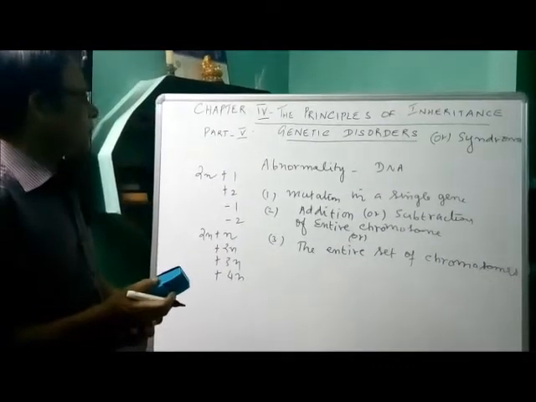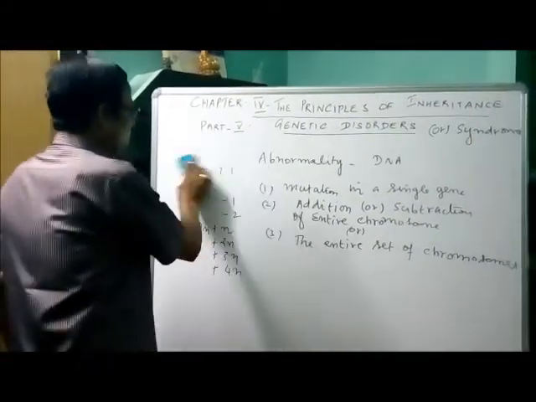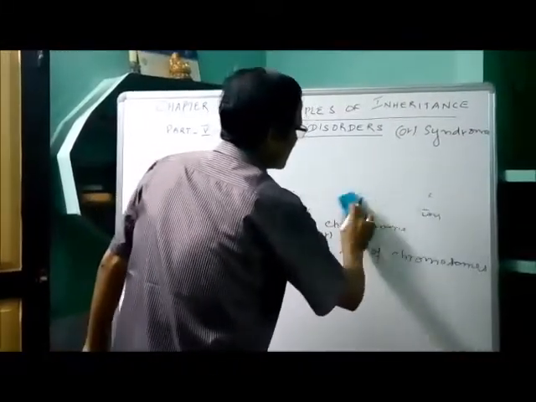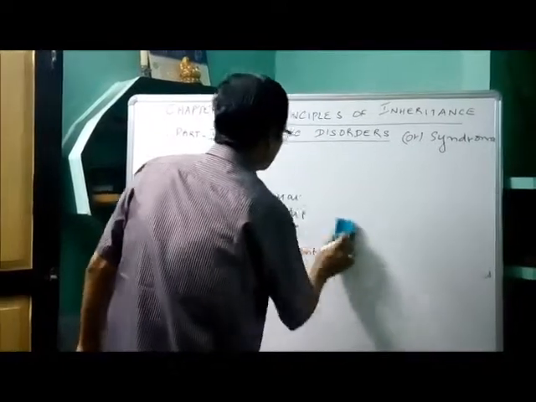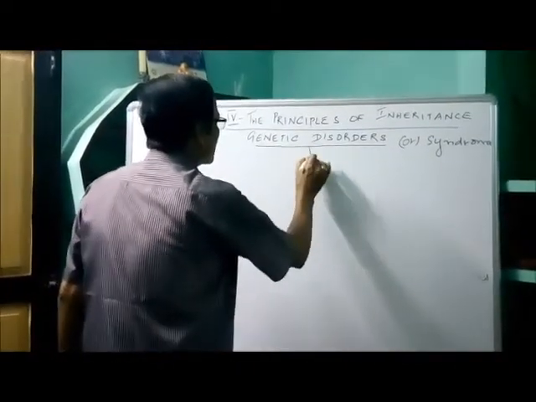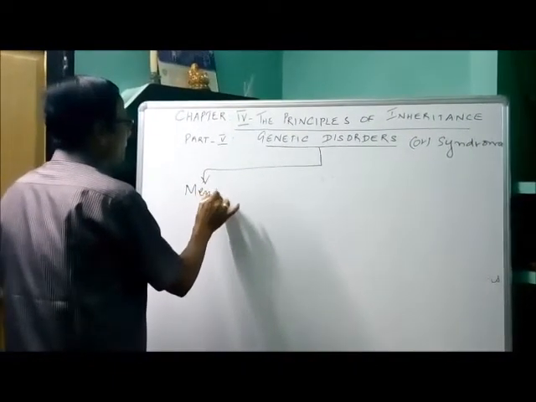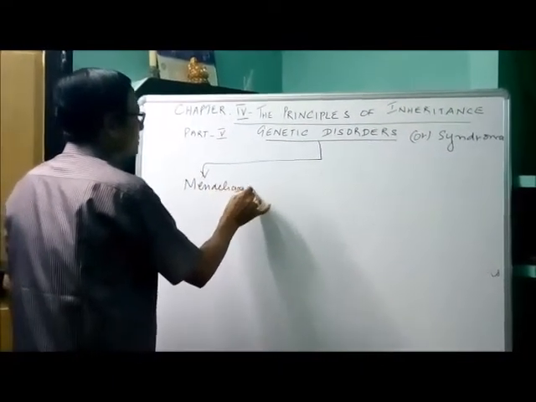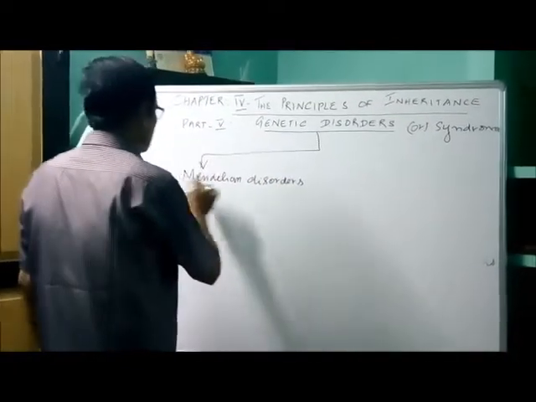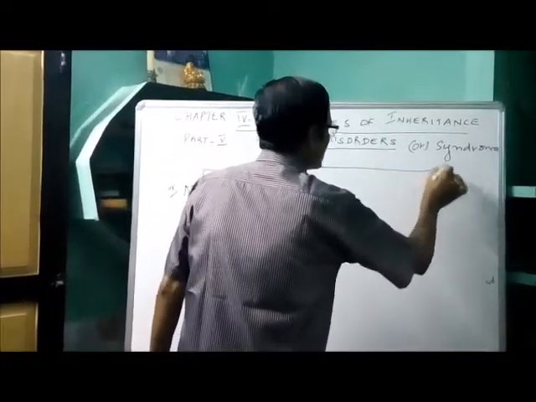Now, we can classify the genetic disorders into the following types. What are the two major types of genetic disorders? There are two major types of genetic disorders. One, Mendelian disorders. This is type one. Another one, chromosomal disorders.